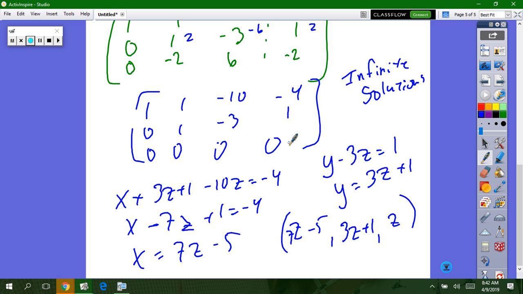Yeah, you don't go any further. This would just be 0, 0, 0, 1. Or negative 2.